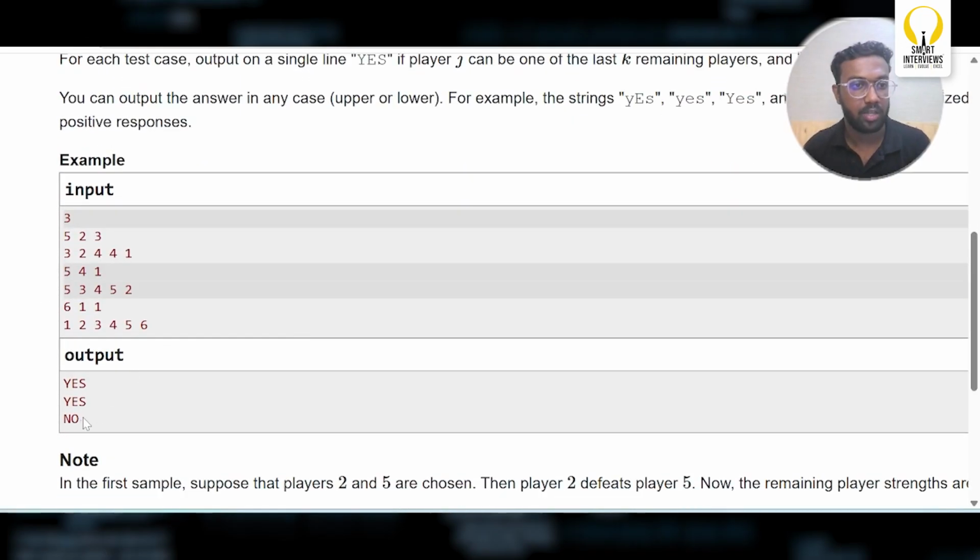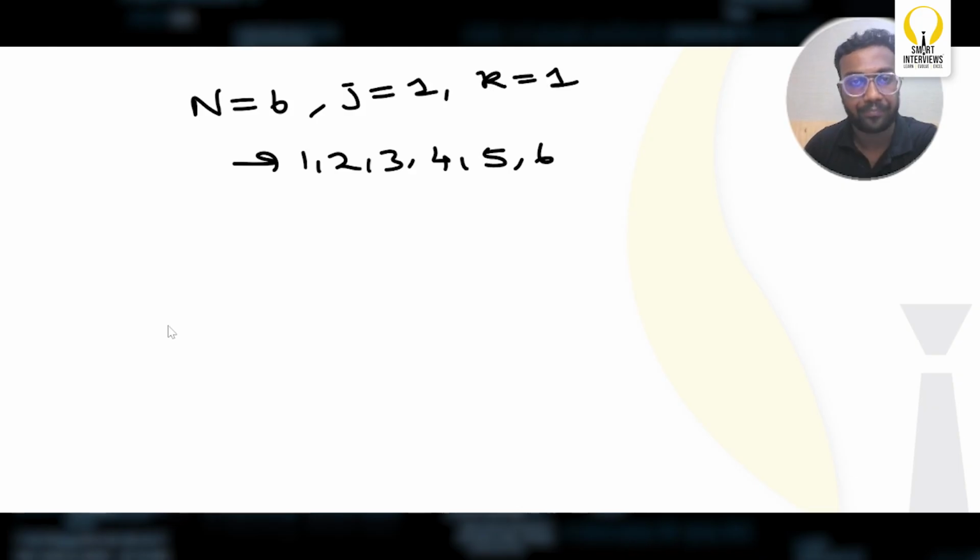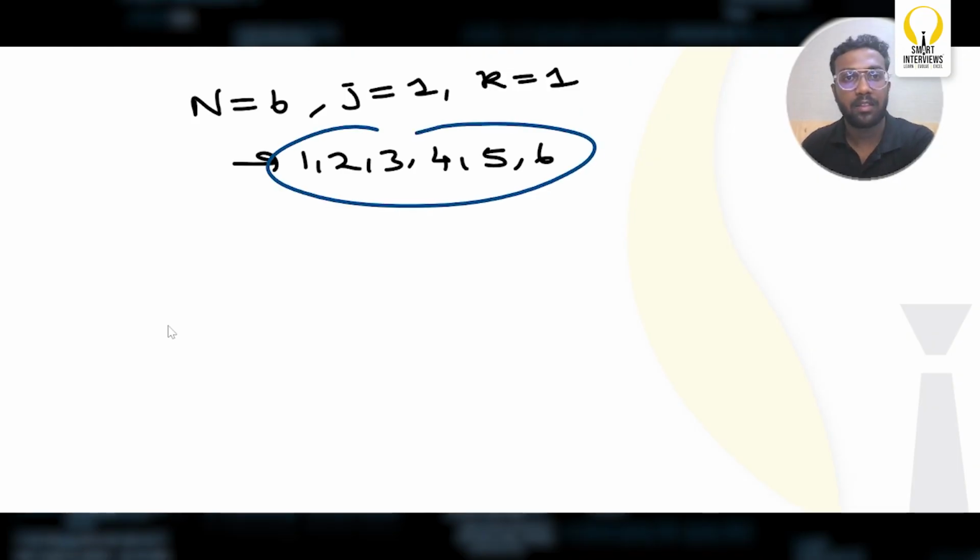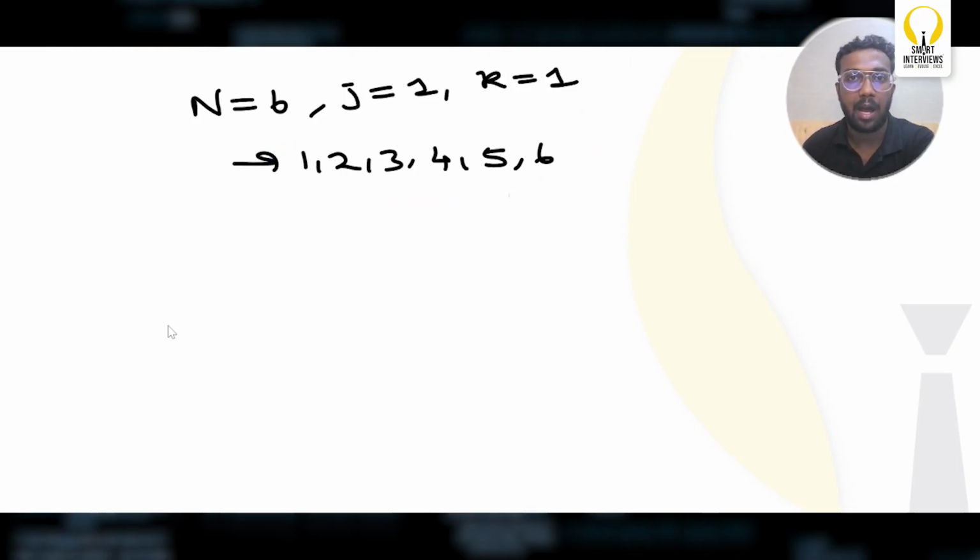Let us take a no condition as well. So we have a no condition here in 1 2 3 4 5 6. For n equal to 6, we have 1 2 3 4 5 6 and j equal to 1 and k is also equal to 1. Now what does it mean when the number of people is greater than k? You'll pick two players at random.